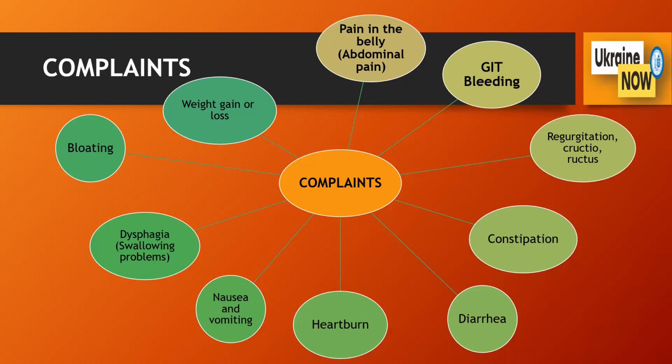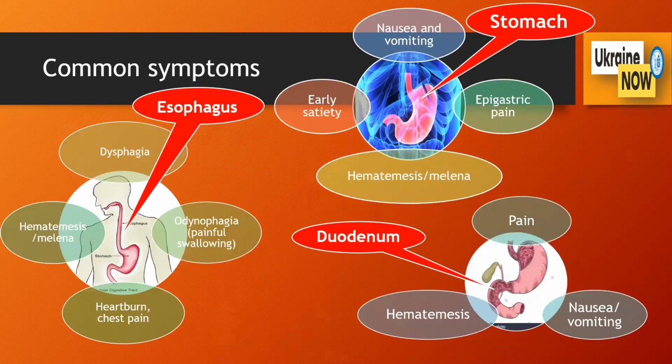So each part of the gastrointestinal system may be characterized by its own group of symptoms. For example, esophagus disorders are characterized by onset of dysphagia, odynophagia, also called painful swallowing, heartburn, chest pain, hematemesis or melena. Common stomach symptoms are nausea and vomiting, epigastric pain, once again hematemesis or melena, and early satiety. In case of duodenum problems, common symptoms are pain, nausea or vomiting, and hematemesis.